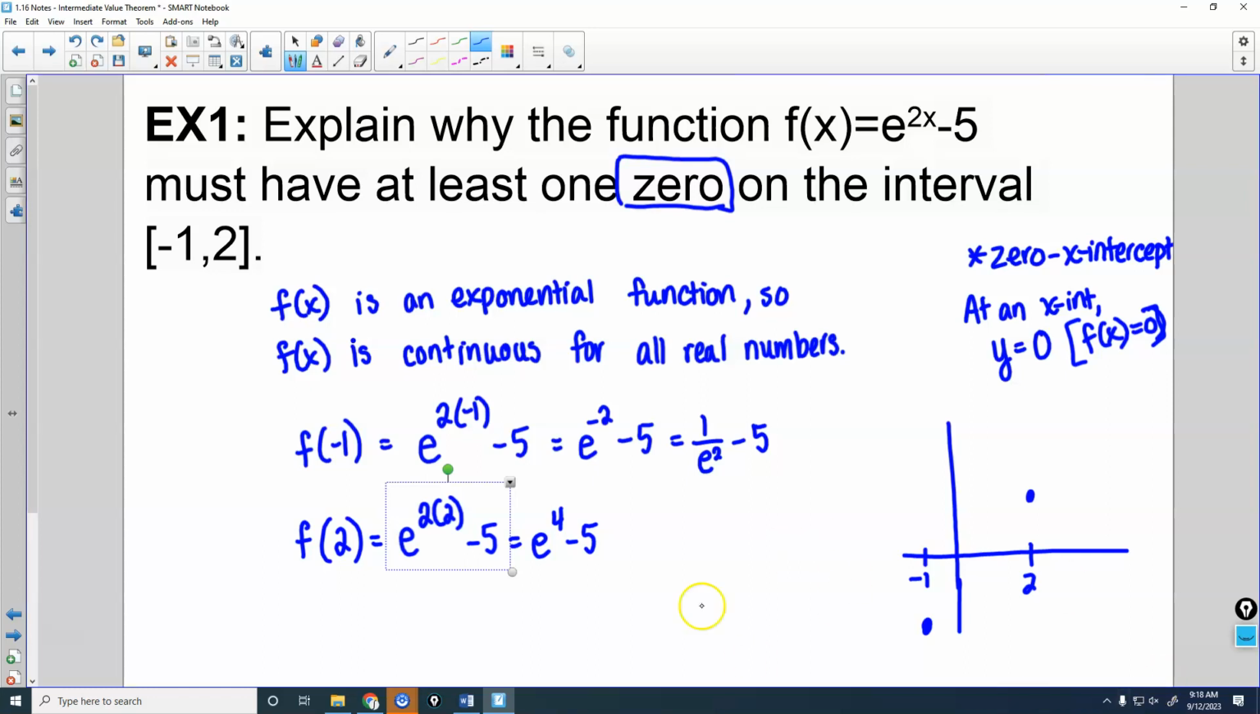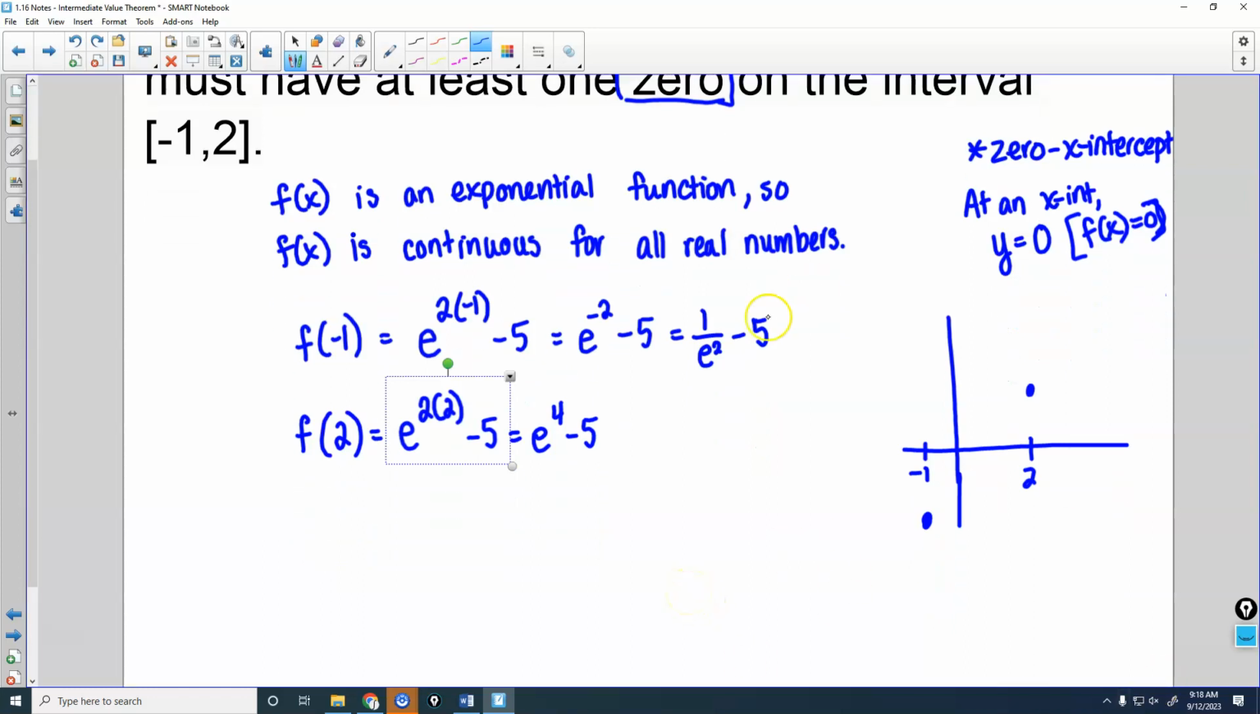So, let's look at 1 over e squared minus 5. E is 2.71828 something something something. 1 over e squared minus 5: positive or negative? It is going to be negative. I'm going to just put a less than 0 here to show I know. I don't know what it is, but I know it's negative. What about e to the 4th minus 5? So 2.71828 to the 4th minus 5. That's definitely greater than 0. I don't know how much, but I know it's greater than 0, right?